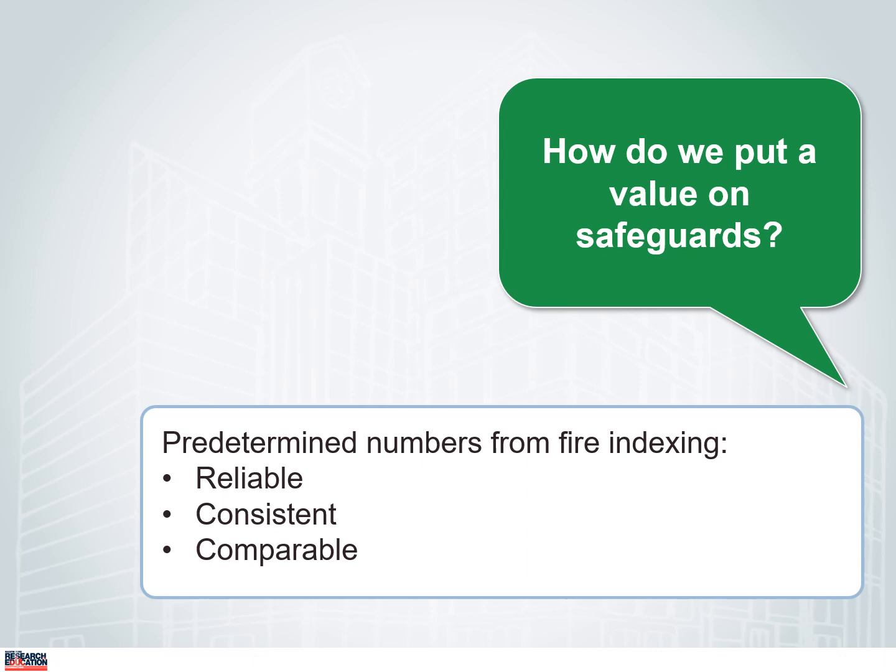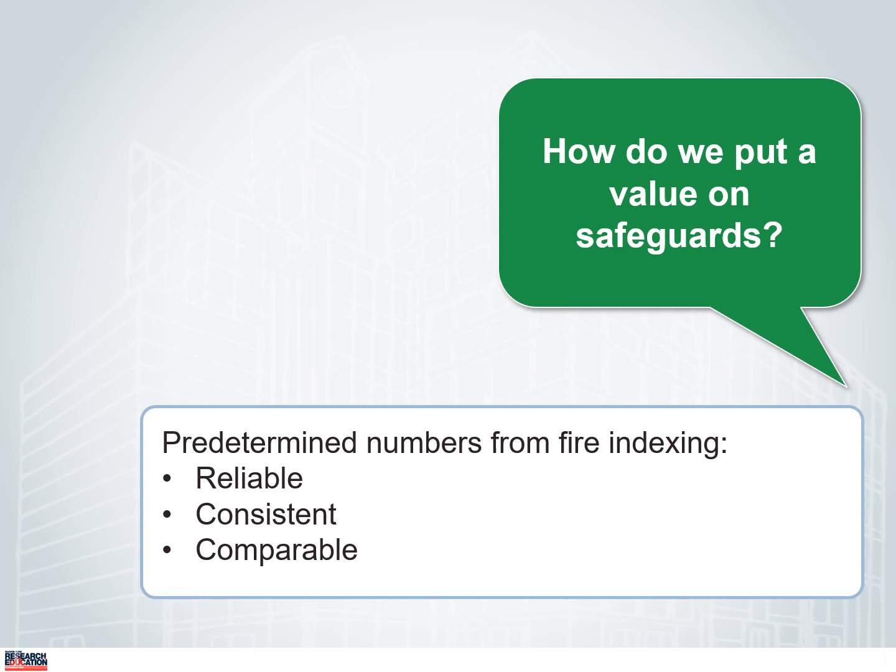So how do we put a value on these safeguards? Fortunately, the existing indexing system provides us with the values of many components of fire protection. The fact that the numbers are provided and predetermined allows for repeatability of this process, allows for consistent results of this process, and allows for a very real and practical comparison between the two buildings.